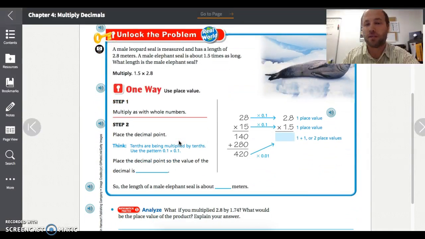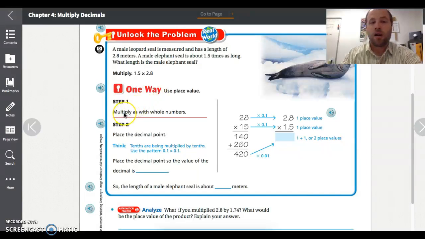All right. So here's our problem today. A male leopard seal is measured and has a length of 2 8/10 meters. A male elephant seal is about 1.5 times as long. What length is the male elephant? So if we had the female, this is 1.5 times as long. So we're going to take 2 8/10 times 1 5/10. We're going to multiply them together.